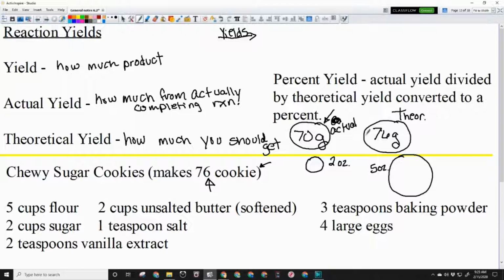So we can use these two pieces of information to calculate what's called a percent yield. What percent did you get from that experiment? Well, the actual yield divided by the theoretical yield. So actual yield divided by the theoretical yield, okay, and then convert that into a percent. So when we do this, it's going to give us a decimal.